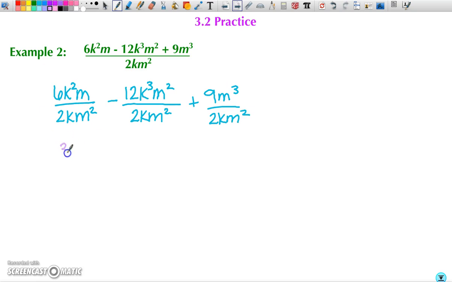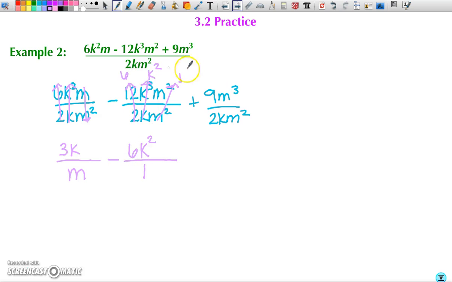6 divided by 2 is 3, and 6 is on the top, so it's going to go up top. K squared over k is k. Again, higher exponent, so it goes on top. And then m over m squared, subtract them, higher exponent on the bottom, so it goes in the bottom. Minus 12 divided by 2 is 6. 6 goes where the 12 is because it's the higher number. K to the third over k is k squared, goes on top because that's where the higher number is, and then m squared over m squared is a 1. So your denominator is a 1 because everything moved to the top.